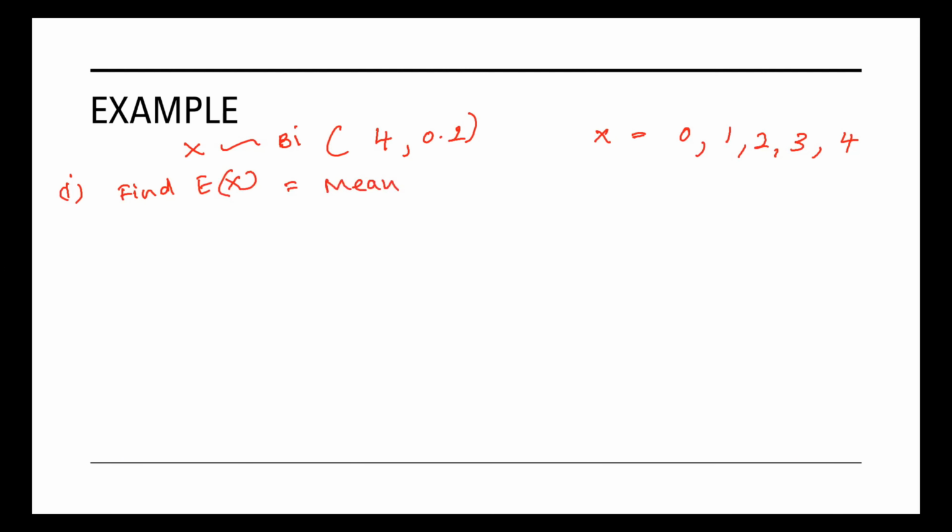So I gave the equation before. In binomial distributions, I said that mean is equal to np. So how to find E(X)? You have to multiply.